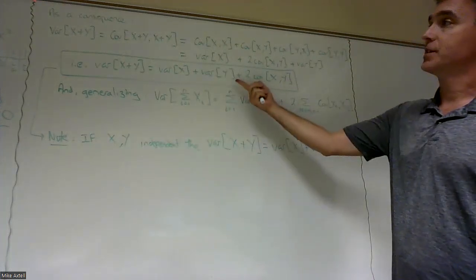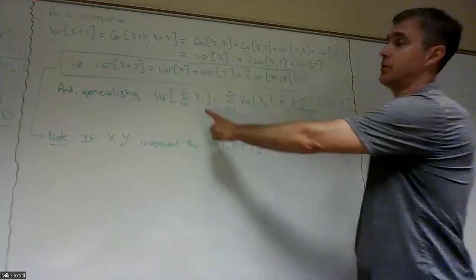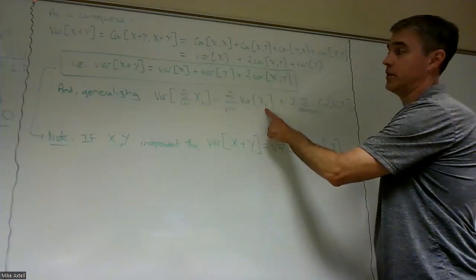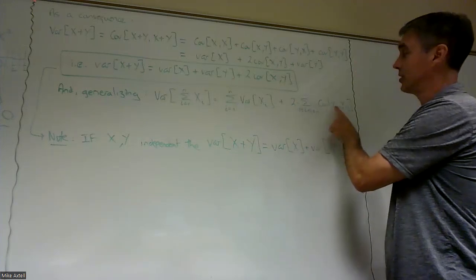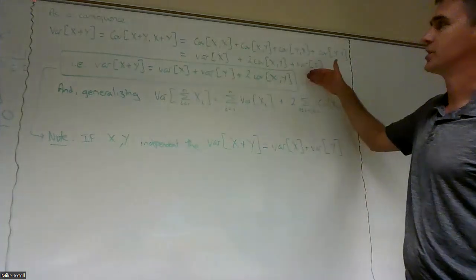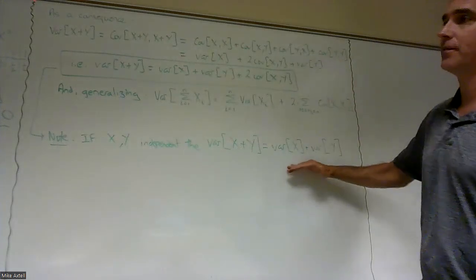We can generalize this variance of the sum idea to be the variance of as many things as we like. And so we get the variance of each variable plus 2 times the covariances all added together. This will not come up much. We usually just tend to do it with 2 guys.